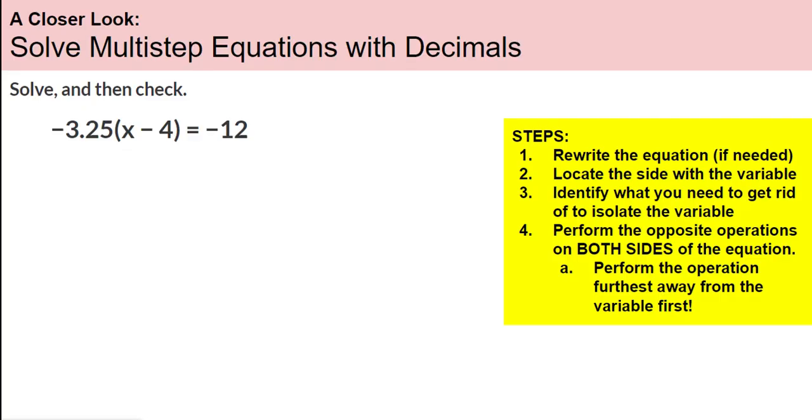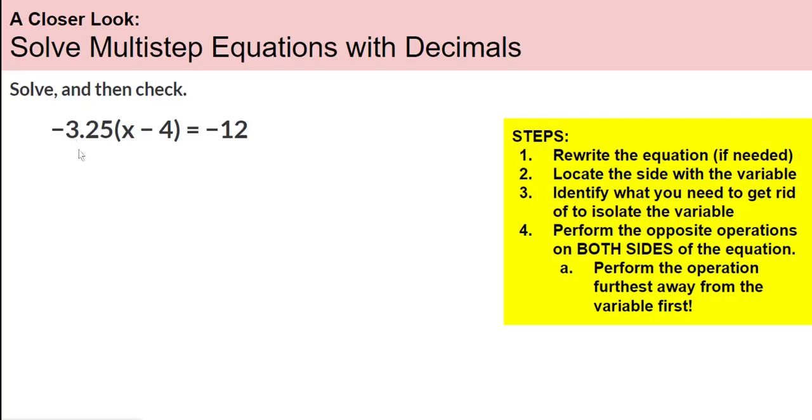So what are you going to do first to solve this? With two-step equations, we want to get rid of the -4, but it's different now because there's a parentheses around x minus 4. So we want to get rid of everything that's furthest away. And I know -3.25 is kind of close to x, but we want to go opposite orders of operation. So the -4 is inside the parentheses. So we would do parentheses first if we're doing orders of operation, but remember we're doing everything backwards.